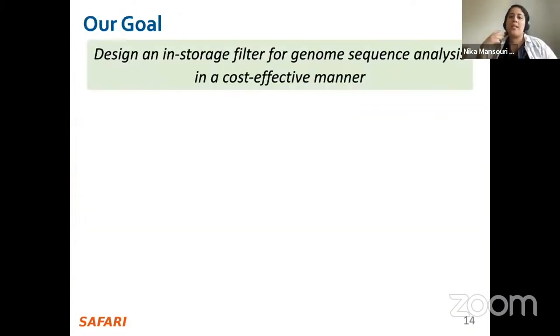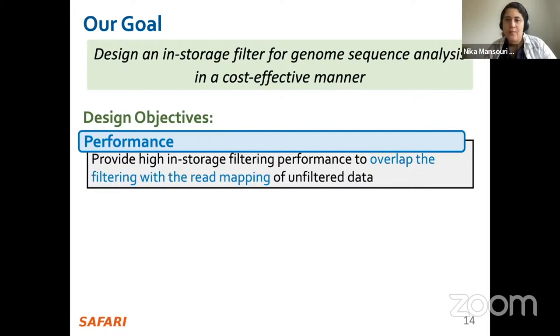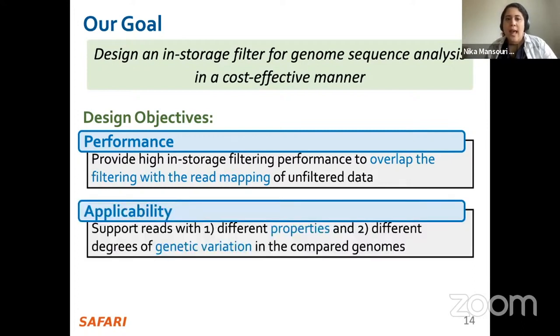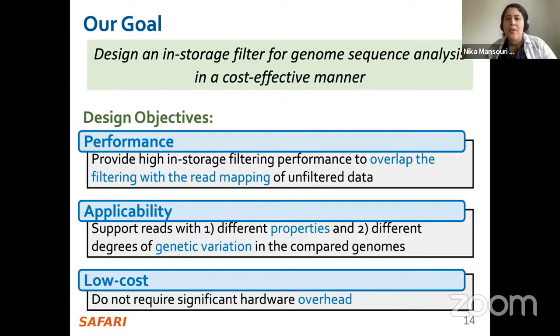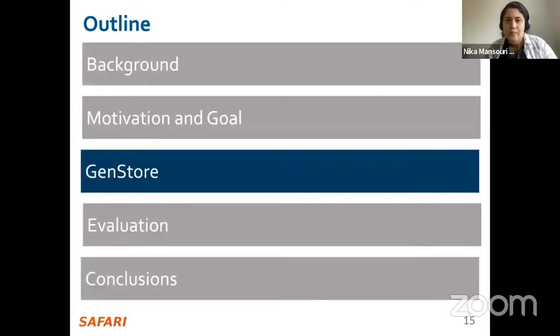So motivated by these observations, our goal is to design an in-storage filter for genome sequence analysis in a cost-effective manner. And we have three key objectives in designing our new system. First, the system should provide high in-storage filtering performance to overlap the filtering with the read mapping of unfiltered data. And second, the design should support reads with different properties and different degrees of genetic variation. And third, it should not require significant additional hardware overhead.